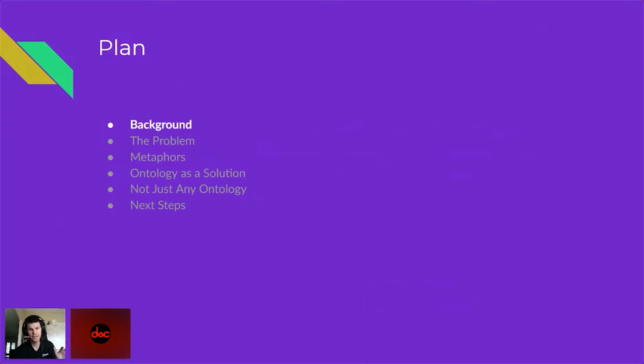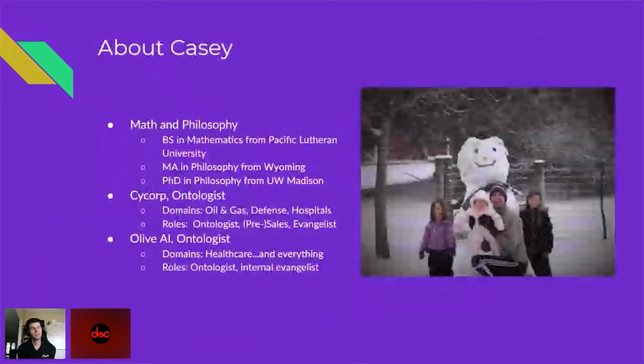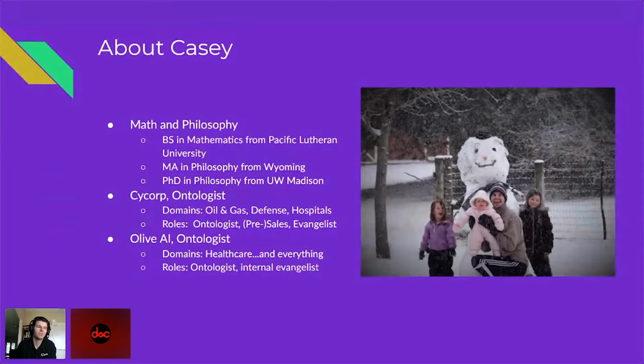So, backgrounds. This is me and my snowman and my daughters. We don't get snow that often in Texas, but we had our Snowmageddon last year, so it was a fun place for that picture. My background's in math and philosophy. I found out that I love doing philosophy and math, but I can do formal epistemology and philosophy and get the stuff that I love out of the formalization in mathematics. That sent me to grad school. I went to Wyoming and then the University of Wisconsin-Madison, and specialized in logic, epistemology, formal epistemology, and philosophy of science.